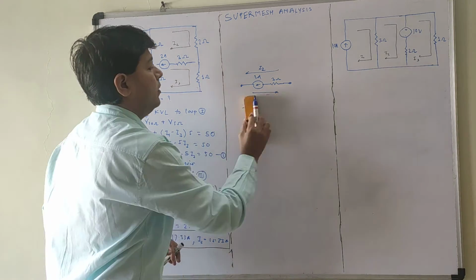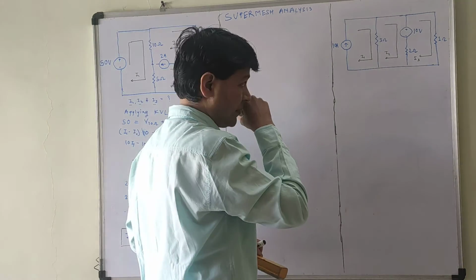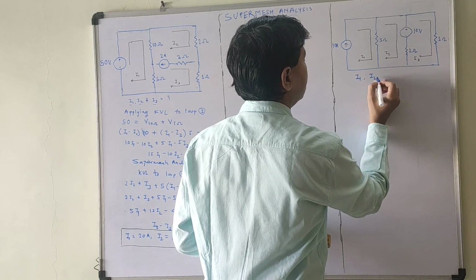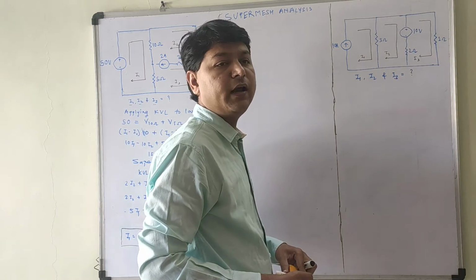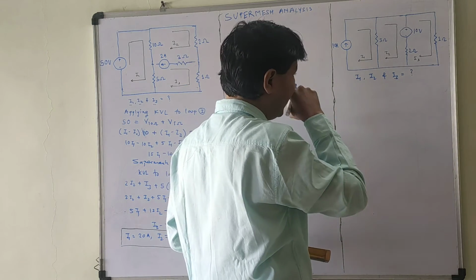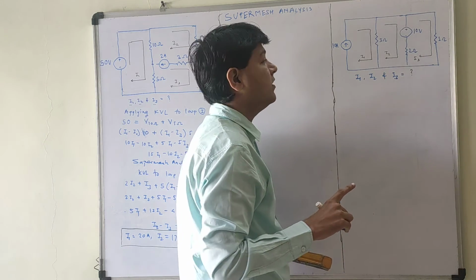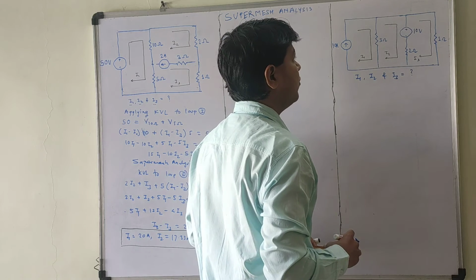Okay. Now one more question is there. Here in this case also we have to calculate the values of I1, I2 and I3. If you can see, there exists a current source in this circuit, so mesh analysis will fail. Now we have to apply the super mesh analysis. So how should we solve it?